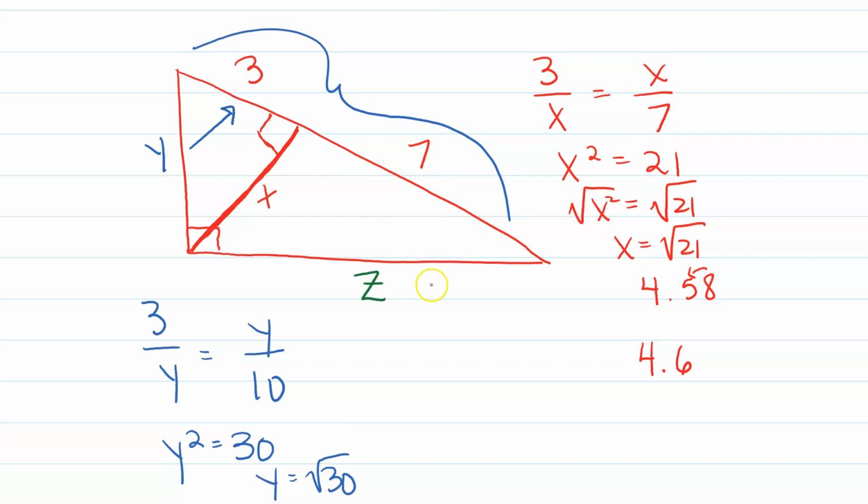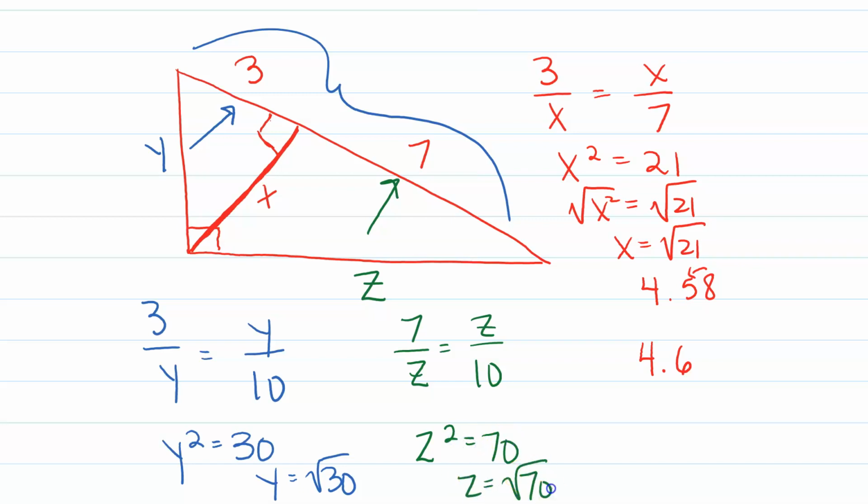We'll call it z. Z is the geometric mean between the numbers 7, the side it's with, and the total hypotenuse. Okay, and that's all you're going to do for the geometric mean. Z squared equals 70, z equals square root of 70, get a decimal answer. Okay, those are the 3 possible situations.